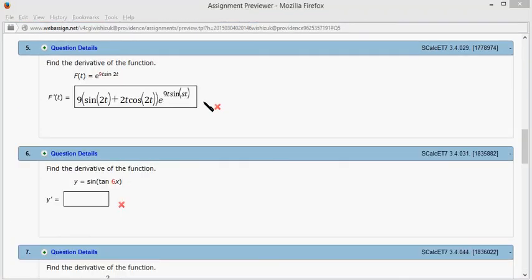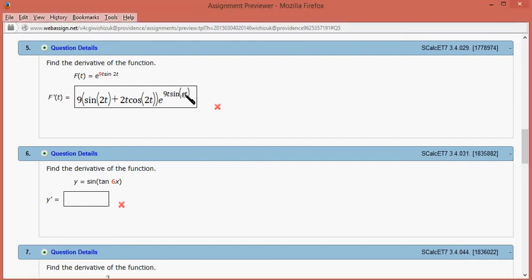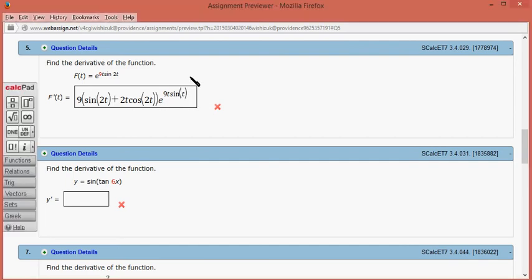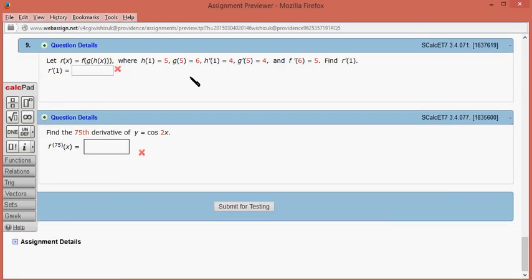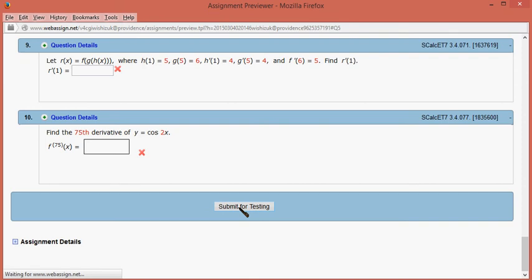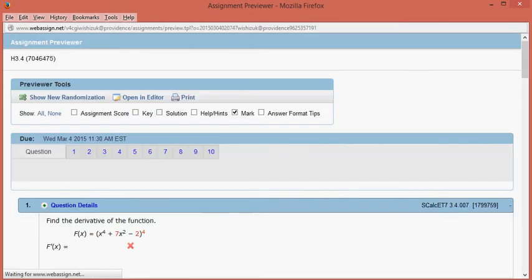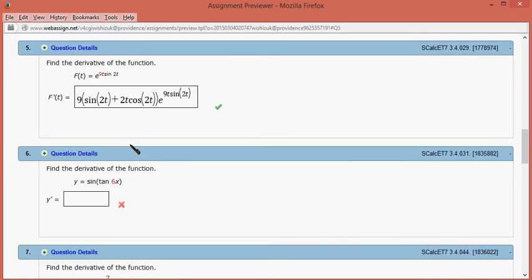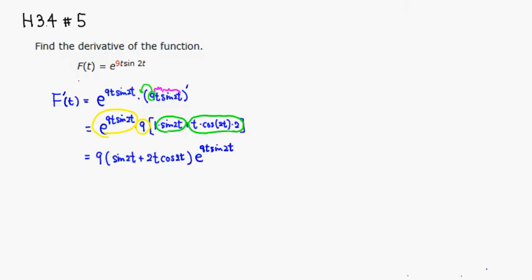Alright, let's see. Oh, actually, sorry, I misspelled something. So this should have been 2. Let's double check that again. Hopefully this time it'll be correct. Alright, so it came back, and looks like we got this one correctly. That's it. I hope that this was clear.